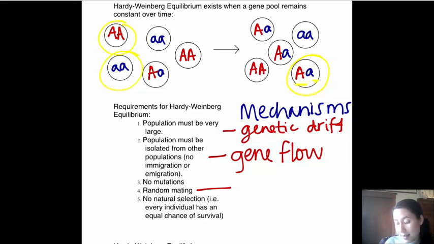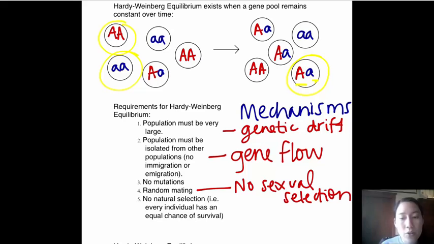Random mating. This means that there is no sexual selection. And that means that certain individuals do not have traits that make them more attractive for a mate. Mating is totally random. Everyone is equally likely to have babies.